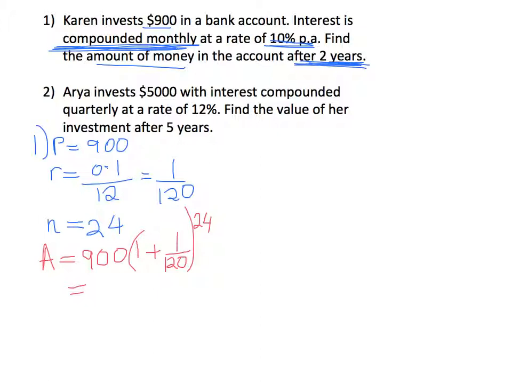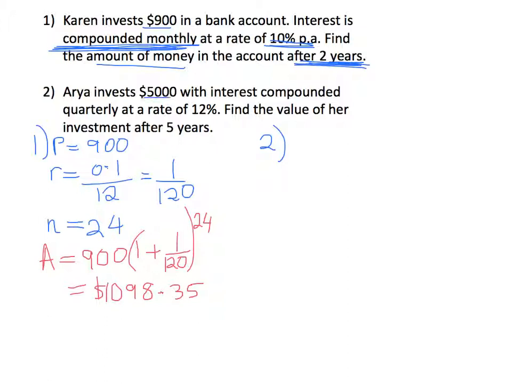Which is 1,098, and because this is a money question, we are always going to round our money questions to 2 decimal places, because that's going to be to the nearest cent. So the amount of money in that account at the end of 2 years is going to be $1,098.35. Alright, let's have a look at number 2.